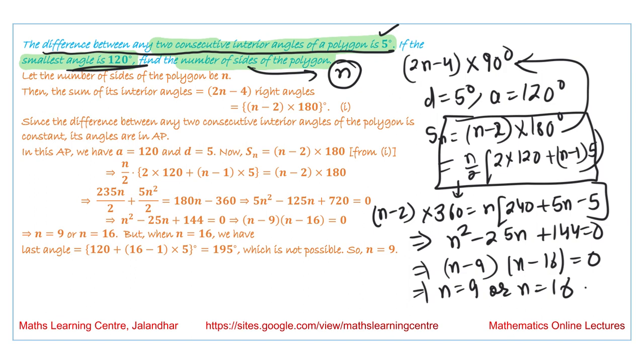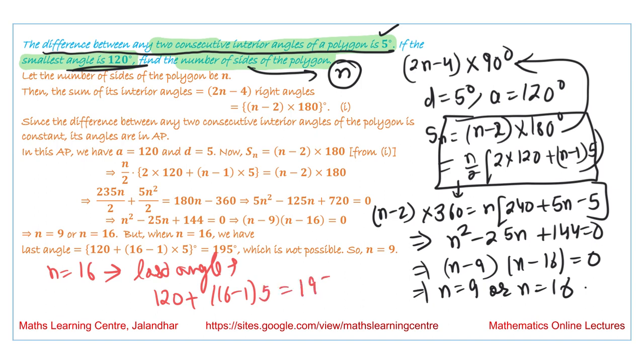Now if we substitute these values of n, for n equal to 16 the last angle is 120 plus (16 minus 1) into d. The answer we obtain is 195 degrees, and this is not possible for a polygon. So the only possibility left is n equal to 9. The number of sides of the polygon is 9.